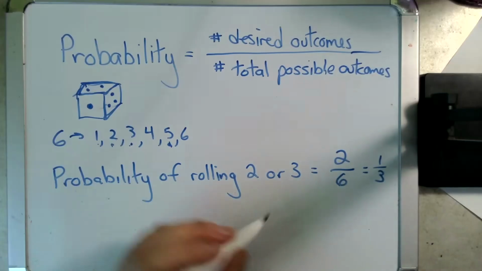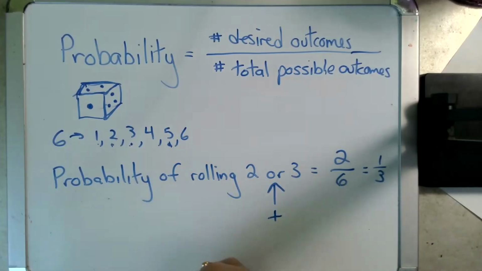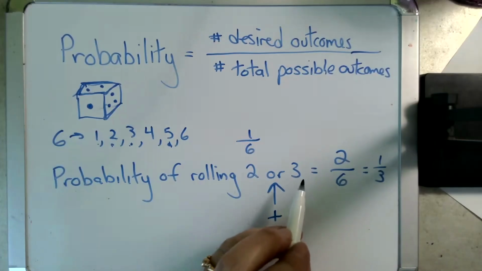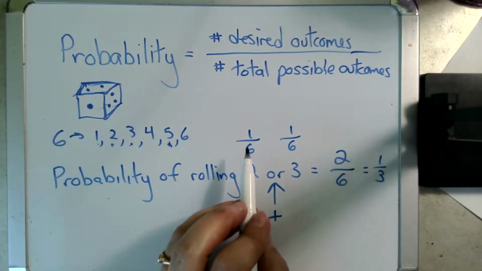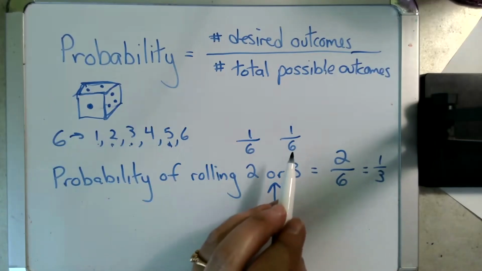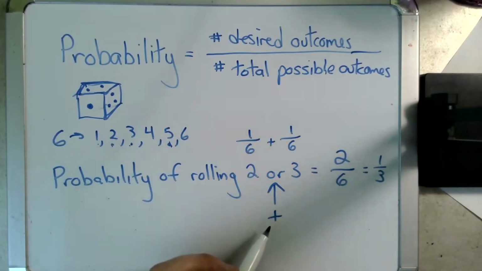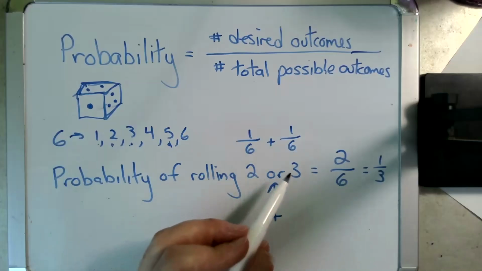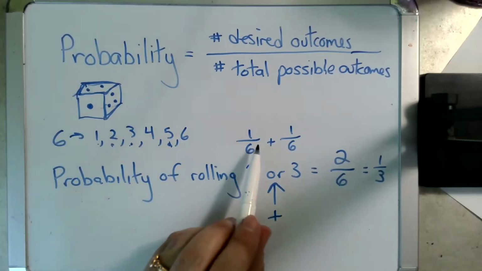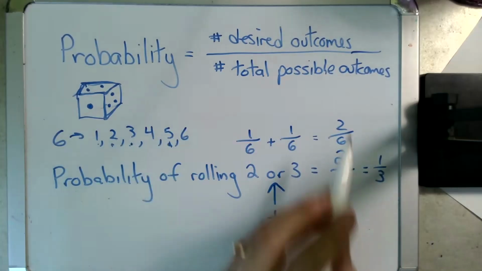What I also want to show you is that the word "or" in probability means addition. What is the probability of rolling a 2? That's right, it's 1 out of 6. And what is the probability of rolling a 3? That's right, also 1/6. And what is 1/6 plus 1/6? Because "or" increases our chances of success. A 2 plus a 3 are successful. So 1/6 plus 1/6 is 2/6.